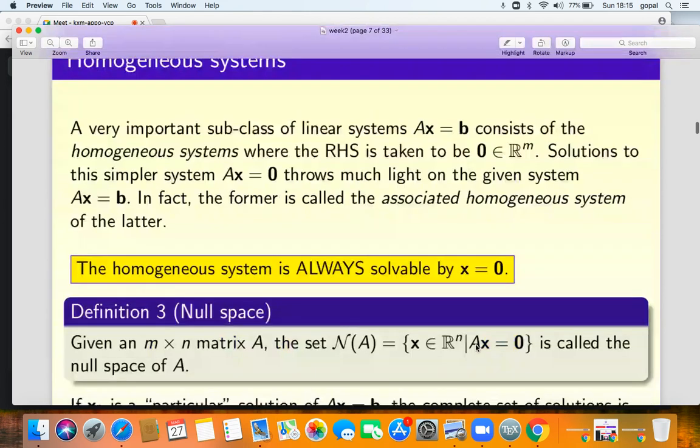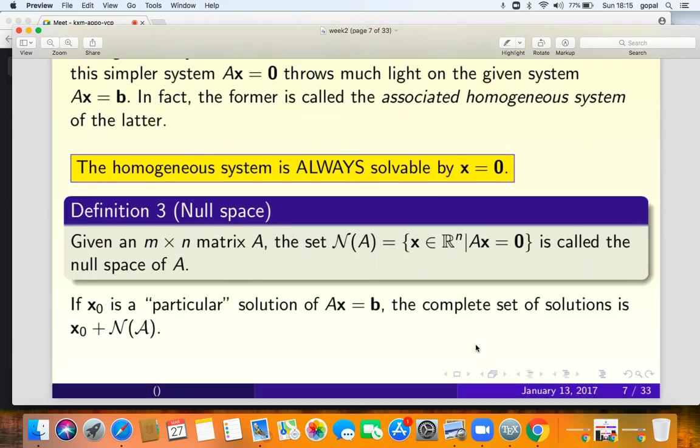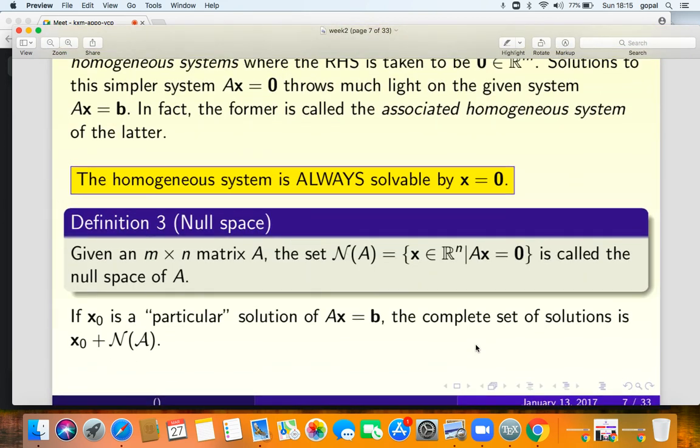And null space. What is the null space of a matrix? It is the set of all vectors x such that Ax equals 0. And the dimension of the null space is called the nullity of the matrix. And the last line in this slide says that if you have a particular solution of the inhomogeneous equation Ax equals b, then the general solution, the complete set of solutions, is simply: add to x naught all the elements in the null space and you form your solution set.